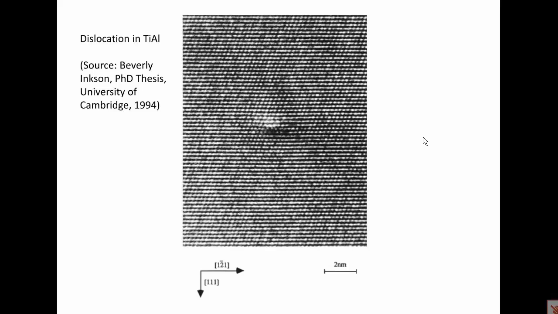Hopefully now we can understand this micrograph from a PhD thesis. This looks like it must have been taken using a transmission electron microscope. It's of a crystal. Here, the directions in the crystal have been shown to allow us to understand the orientation of the crystal shown in the photograph. This tells us that the arrow pointing this way is equivalent to the 1, 2 bar 1 direction in the crystal. And this direction here is the 1, 1, 1 direction.